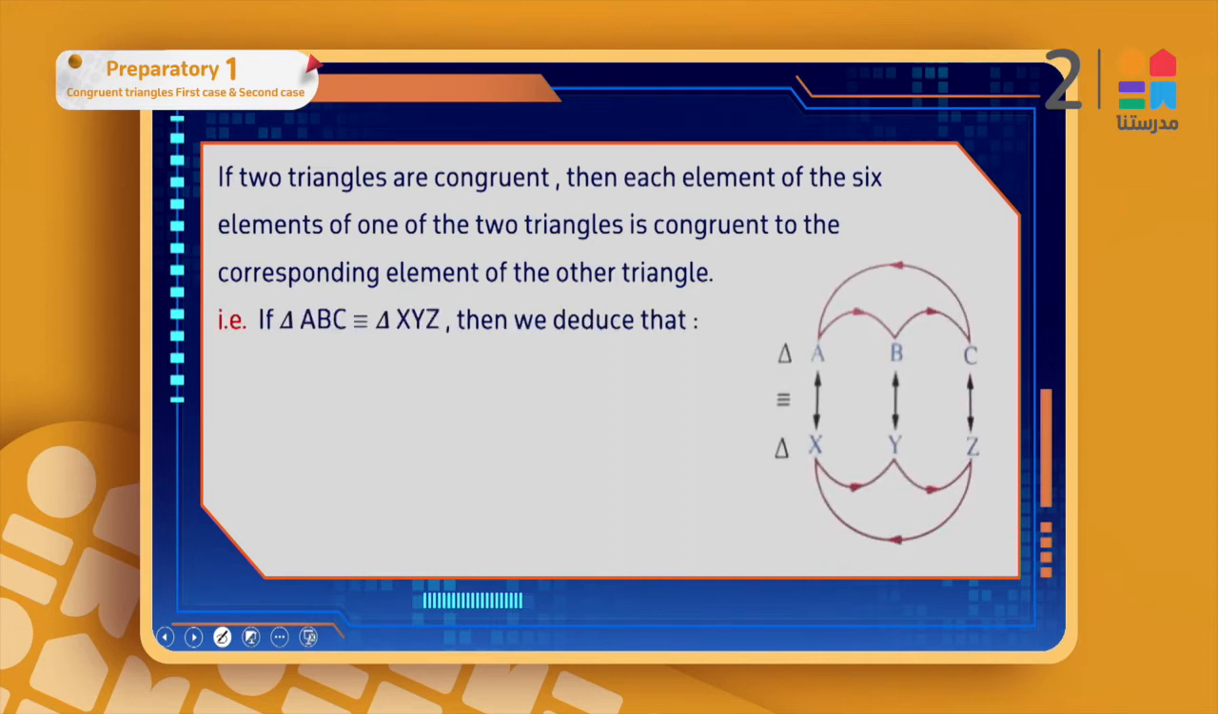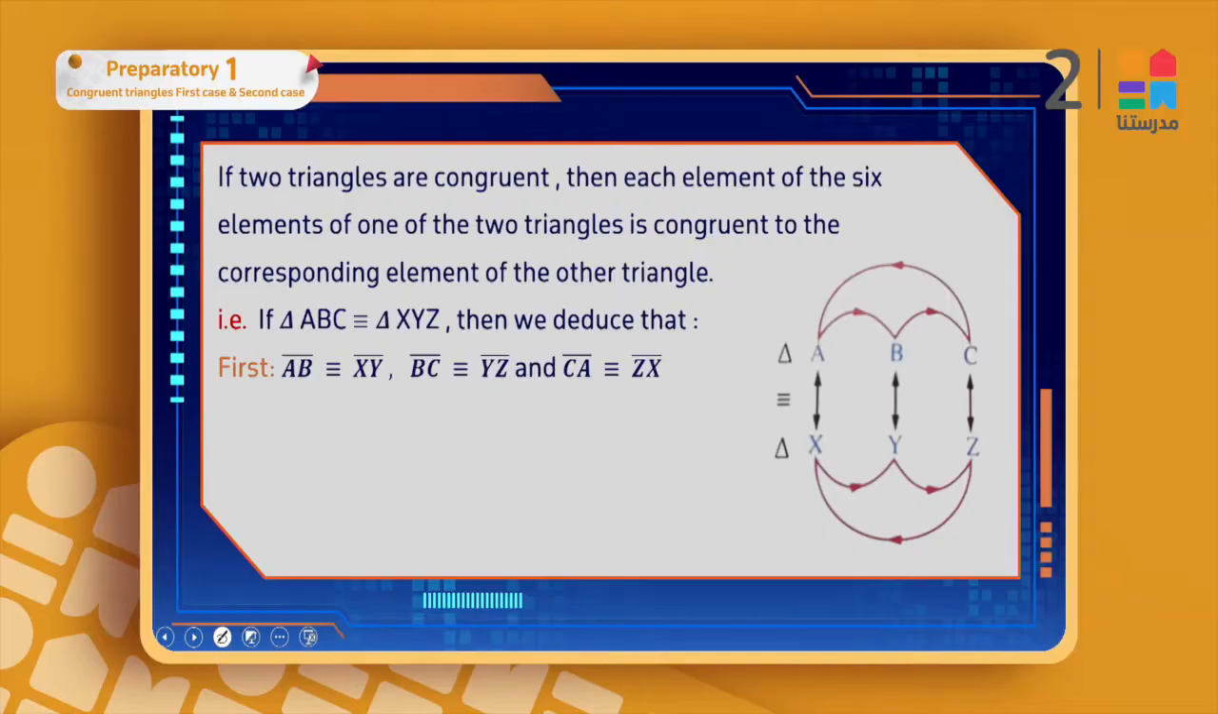If the triangle ABC is congruent to the triangle XYZ, then we can write them like this. A is over X, that means they are congruent. B is over Y, that means they are congruent. And C is over Z, that means they are congruent. And about the sides, let's talk about the sides. The first one, AB and XY. Look at the top and look at the bottom. AB is congruent with side XY.